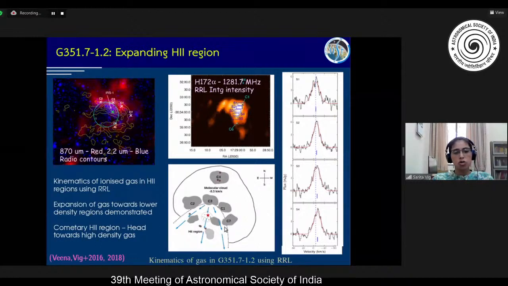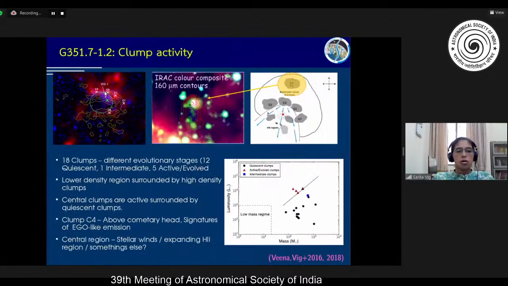That means the expansion of gas is occurring towards the lower density region, and this is a cometary head, and towards the cometary head you have a number of clumps here. Now, if one looks at this entire region in its entirety, one finds that there is a region which is devoid of emission here, but you have gas here.